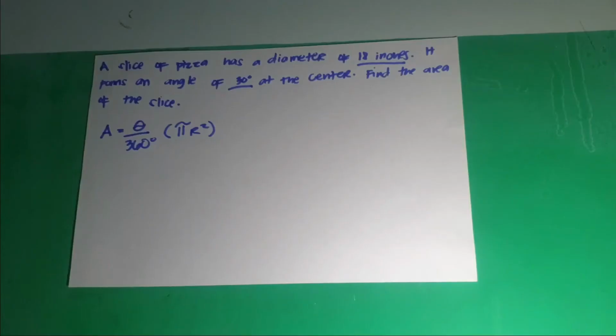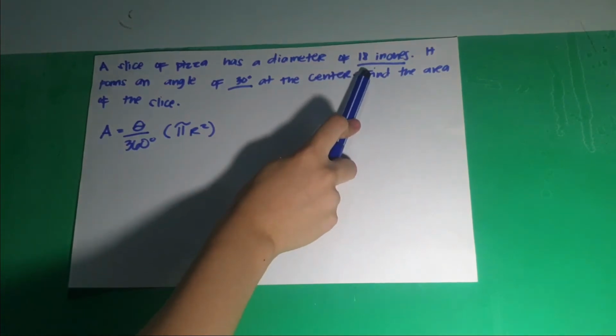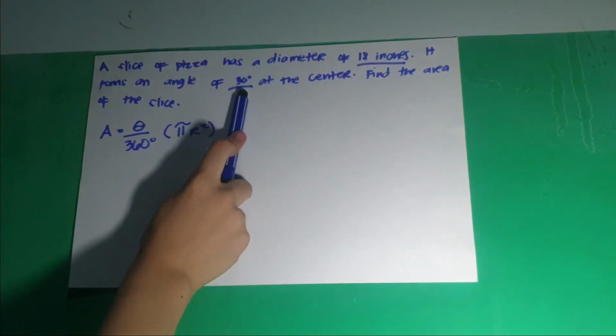A slice of pizza has a diameter of 18 inches. It forms an angle of 30 degrees at the center. Find the area of the slice. In this problem, we are given the diameter of 18 inches and the angle of 30 degrees, and we are looking for the area of the sector.